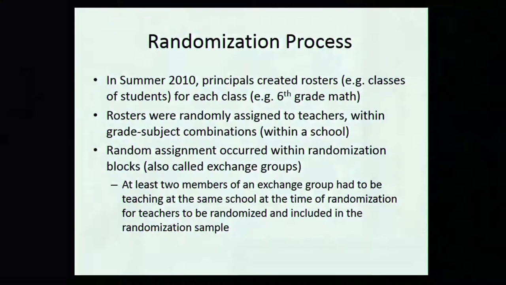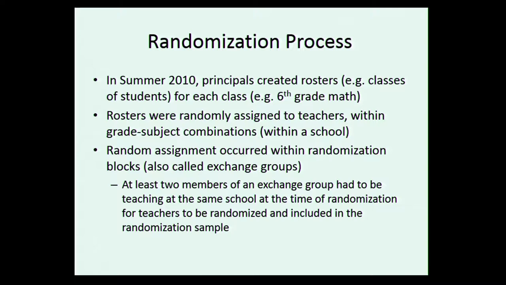Other questions so far? So this is thinking about that randomization process to really try to understand how it unfolded, which I think is not entirely straightforward, frankly, in the user guide. So in summer 2010, principals created rosters. These are just classes of students. You could just think of it like a list, and they've got multiple lists, a minimum of two, for every grade subject combination in a school. So, sixth grade math.